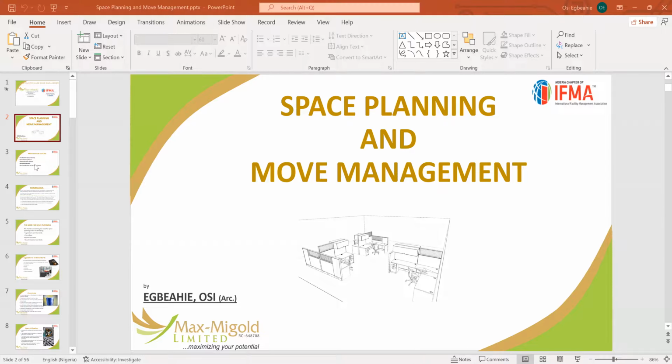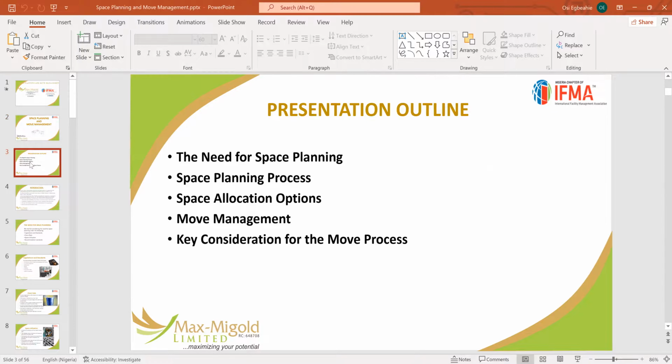Okay, we'll be looking at space planning and move management under the following subtopics. The outline is going to be: one, we look at the need for space planning, look at the space planning process, space allocation options, move management, and key considerations for the space process, for the move process, sorry.